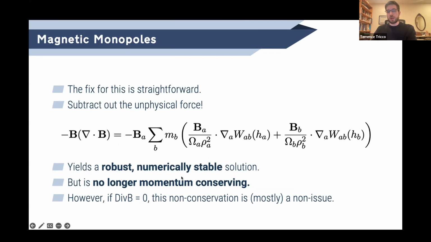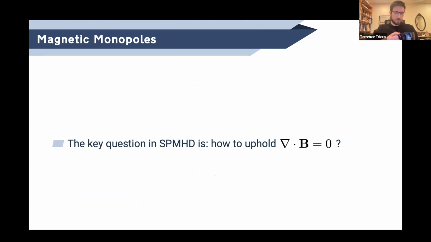The problem is that it's no longer momentum conserving. In practice, this is not really that big of a deal. And you can see that if div B equals 0, then this non-conservation is basically a non-issue. And in practice, in modern SPMHD, this is really not much of an issue at all. But the question is, how do we uphold div B equals 0? That's the big part we have to figure out. And this has been the big stumbling block for how to get SPMHD to its modern state.